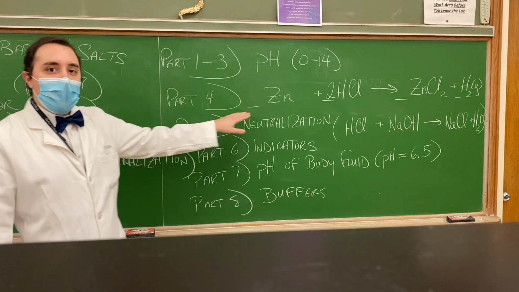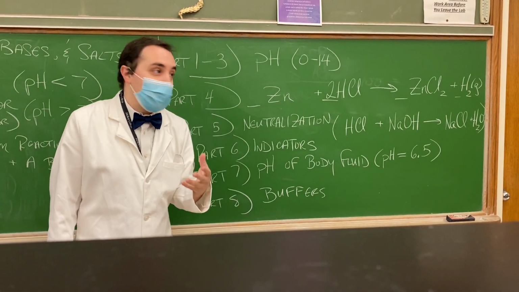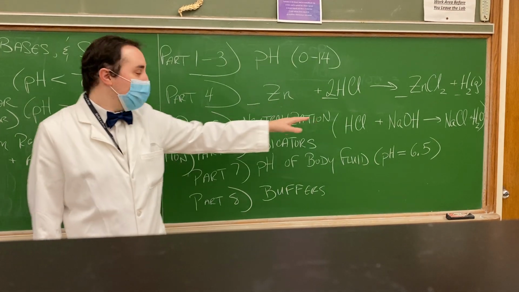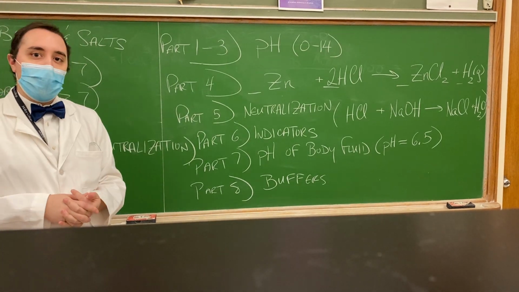Then we'll look at some reactions of metals with hydrochloric acid. Be careful, don't breathe in. We might be making hydrogen gas. Part 5, we'll look at a neutralization, an acid plus a base. We'll get a salt and water.